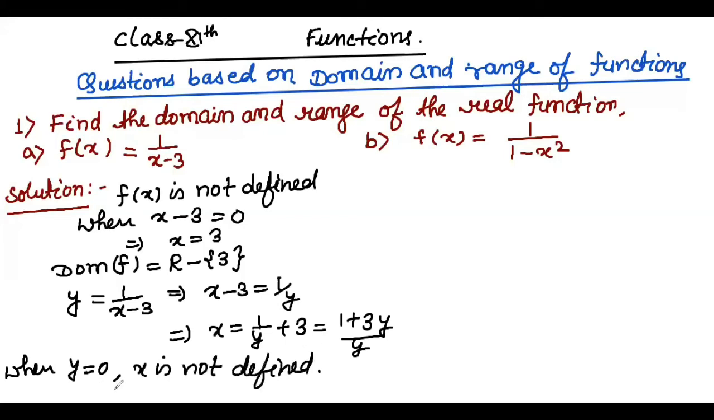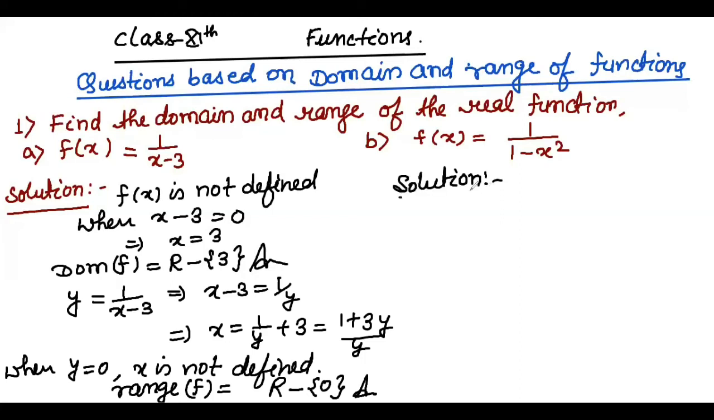So we can write range of f is all real numbers except 0. So this is the range value and this is the domain value. Now, second question: f(x) equals 1 by 1 minus x square. We have to find out the domain and range.